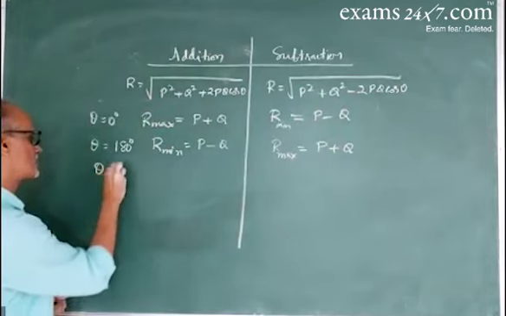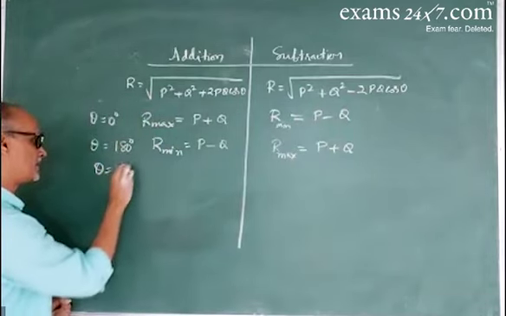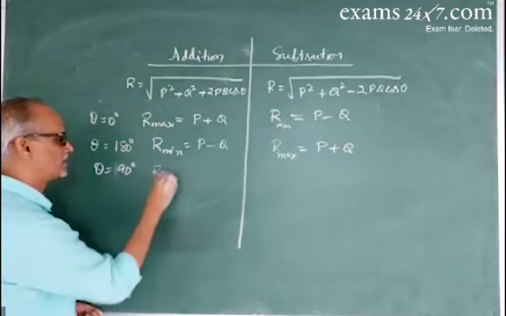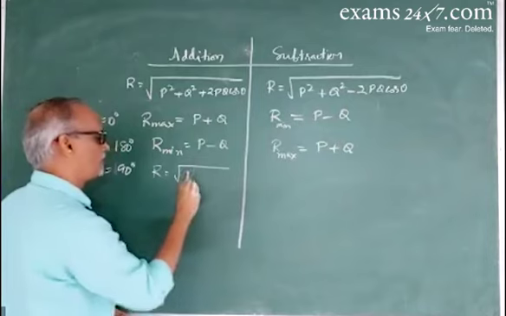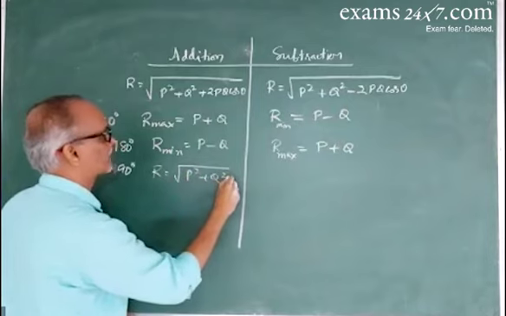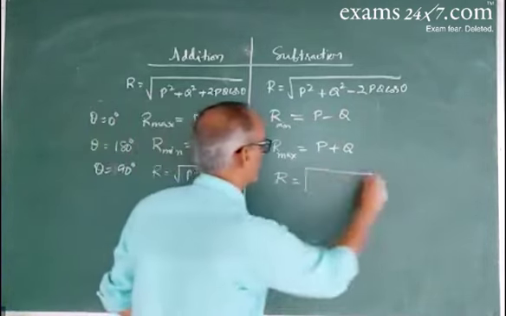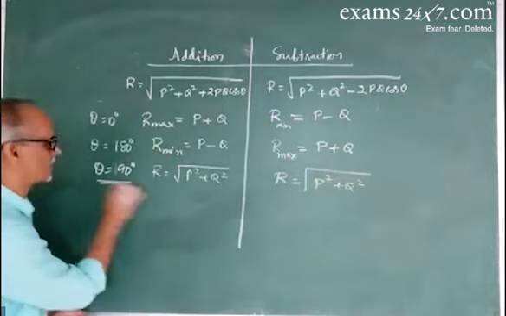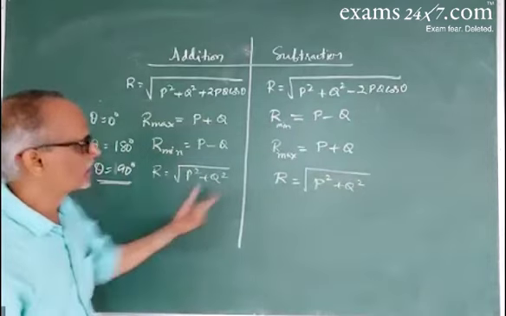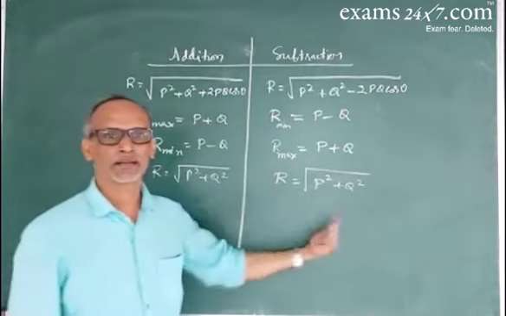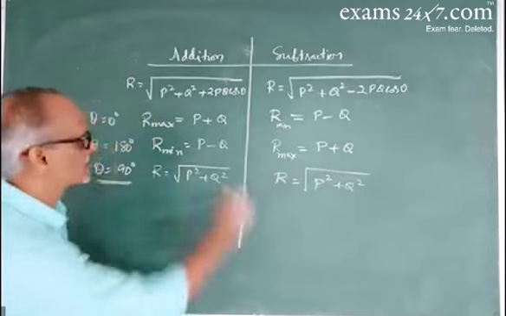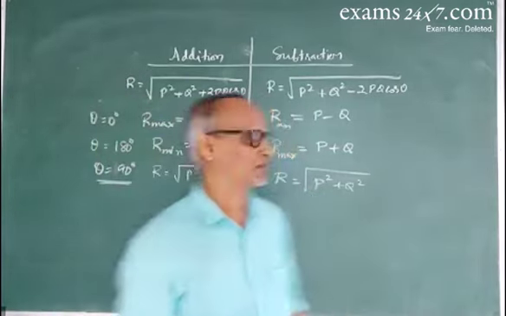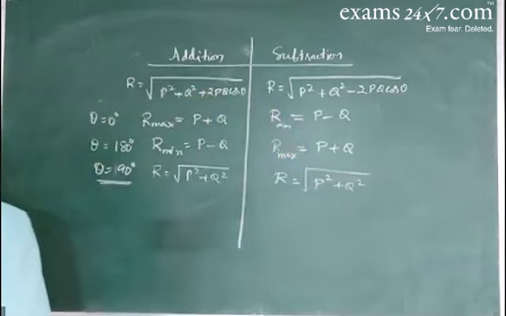Now the last case which is remaining is when theta is equal to 90 degree. The resultant is given by root of P square plus Q square. Even here, R is equal to root of P square plus Q square. That means only for theta equal to 90 degree, whether you add or subtract, you will get the same relation. So this comparative table is important for the addition as well as for the subtraction of the two vectors.